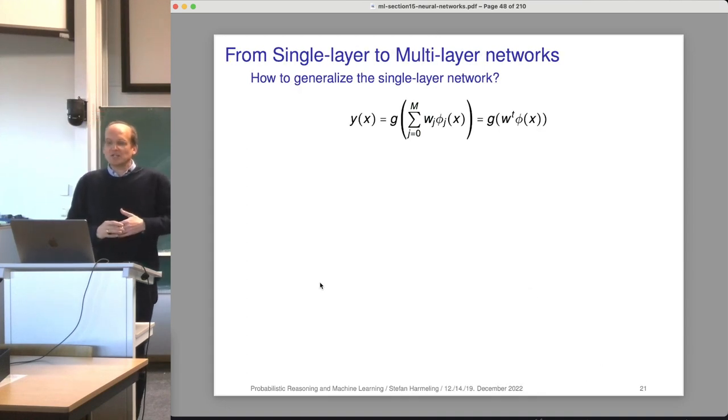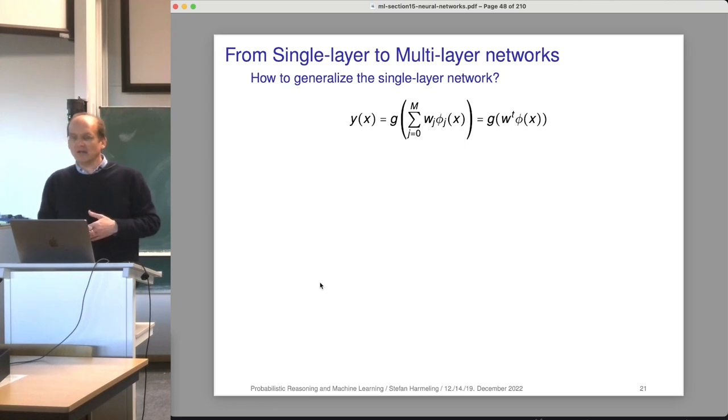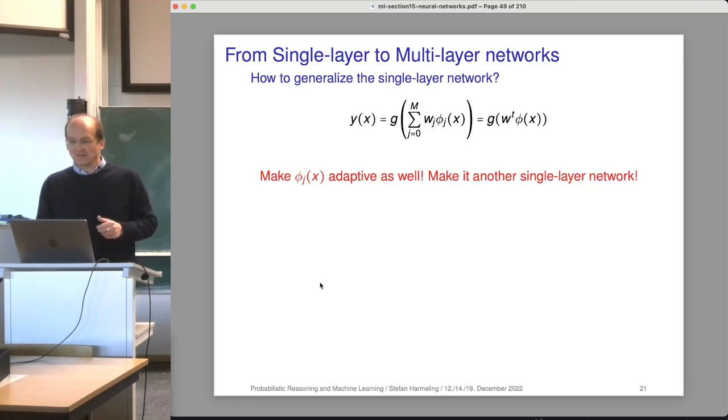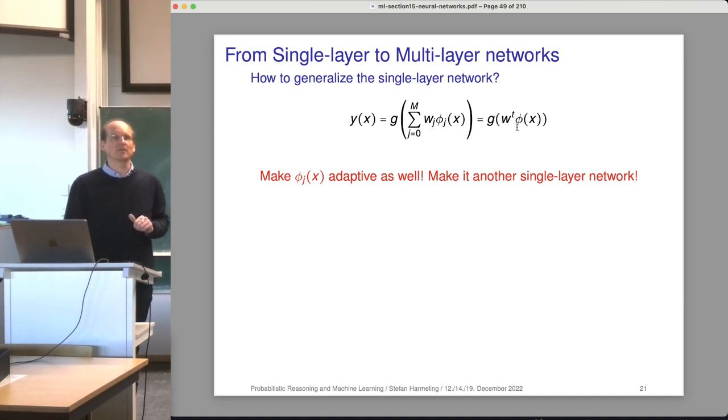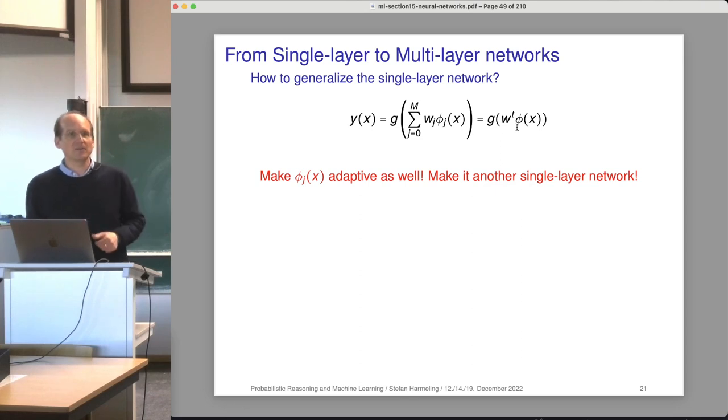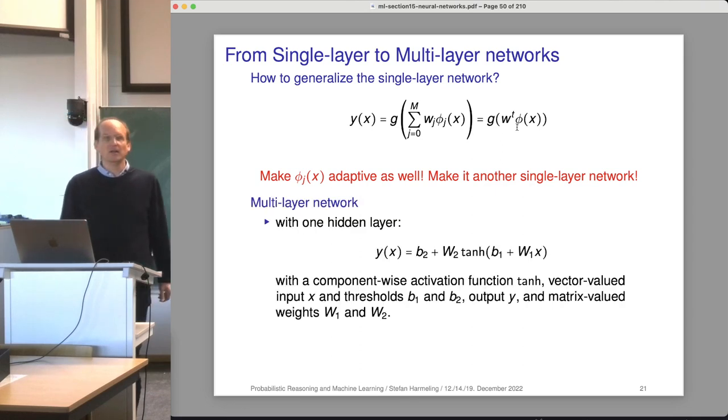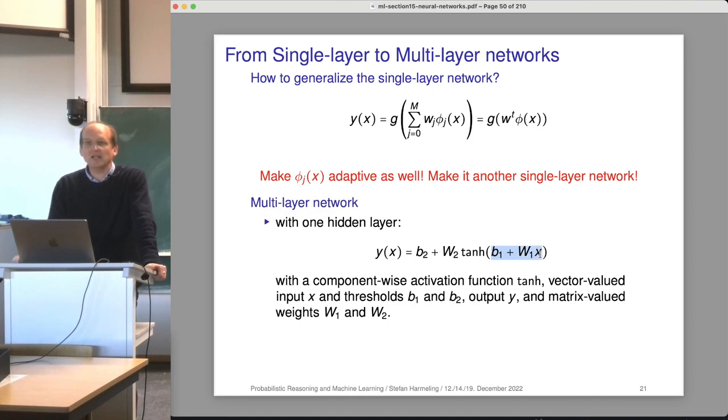So how can we generalize single layer neural networks now? How can we make them more powerful? Let's make our basis functions adaptive as well. Let's plug in there another single layer network, okay? So that's now the next step, going to the multi-layer network. Mathematically, it just looks like this. So this was a single layer computation: bias term plus some matrix times X, and then some nonlinearity.